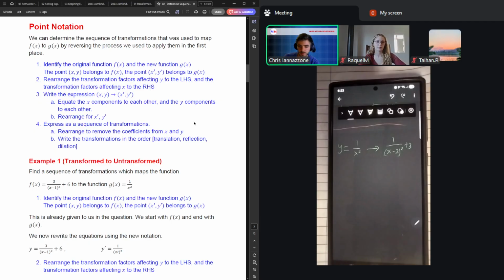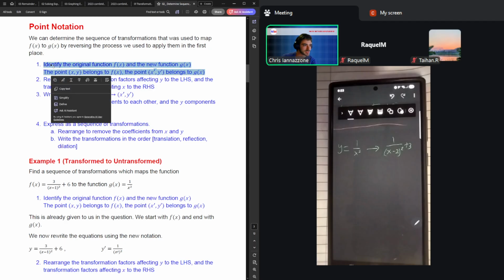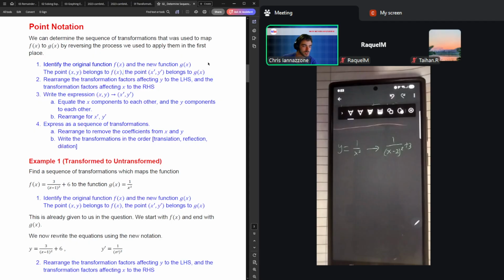So let's see if we can walk through that. Step 1 is to figure out where are we starting and where are we going. What's the original function? What's the new function? So I've got that highlighted up on the screen share if you want to follow along the step-by-step. Essentially, all we're doing here is notation. We're trying to figure out what's going to get our x and y notation and what's going to get our x dash and y dash.